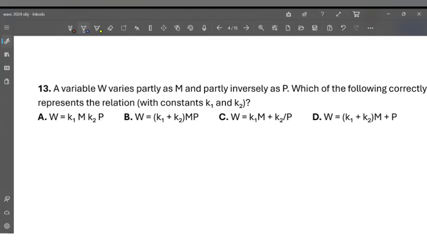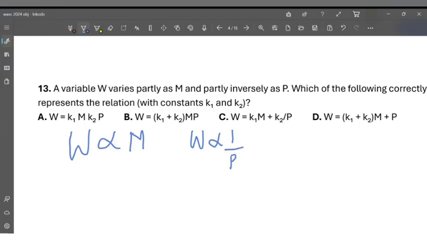Let's read the first sentence. A variable w. So I write my variable w varies. What's the sign for varies? That's the sign for varies. So it varies partly as what? m. And also that same variable w still varies partly inversely, all right, as p. As far as it varies inversely, we're going to have a 1 over p, all right.